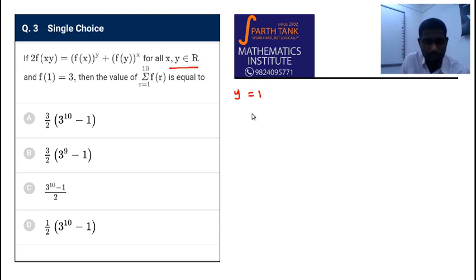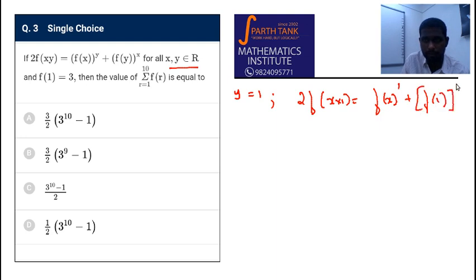So this equation becomes 2f of x into 1 is f of x raised to 1 plus f of 1 raised to x. Now what we know is this is f of x, this is also f of x, so bring that here. 2 times f of x minus f of x is equal to f of 1. f of 1 is 3, so substitute 3 here, 3 raised to x. So I get f of x is nothing but 3 raised to x.